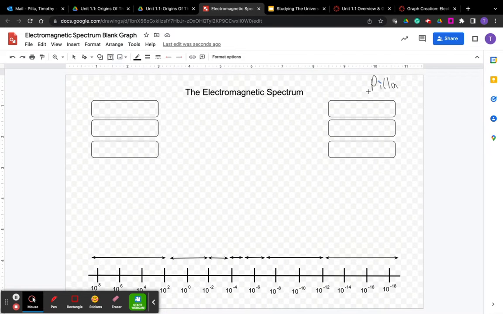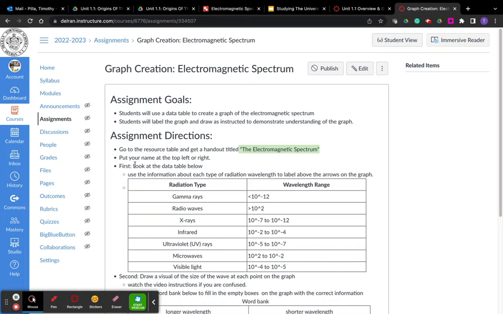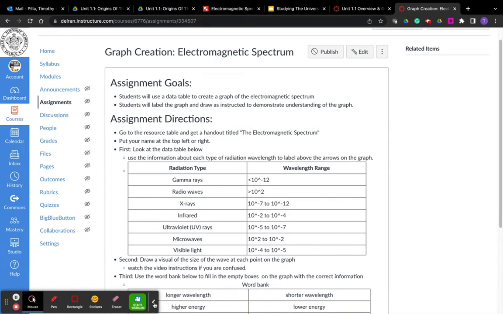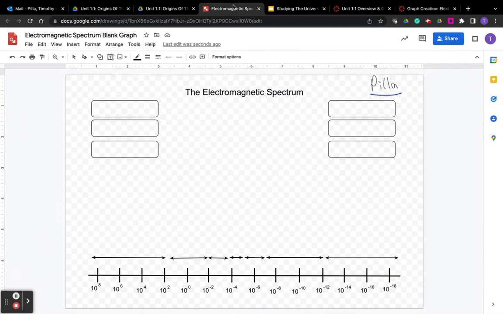First thing you want to do is put your name on it. I put mine right up here. And then the next thing it says in the directions is to look at the data table below. Use the information about each type of radiation wavelength to label above the arrows on the graph. So I tell you what the radiation's called and what the wavelength range is. So if we look here, we can see that there's wavelength ranges down here. And there's arrows above here.